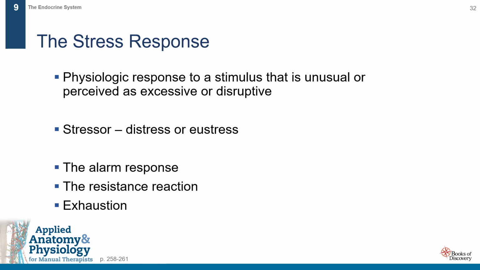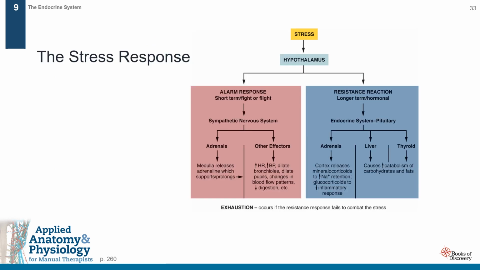Situations such as exercising, receiving a surprise of good news, and getting married are examples of eustress. Whether experiencing distress or eustress, the hypothalamus initiates the stress response by simultaneously engaging the nervous system in the alarm response and the endocrine system in the resistance reaction. The hypothalamus initiates the short-term response of the sympathetic nervous system as well as the long-term resistance reaction of the endocrine system during the stress response.